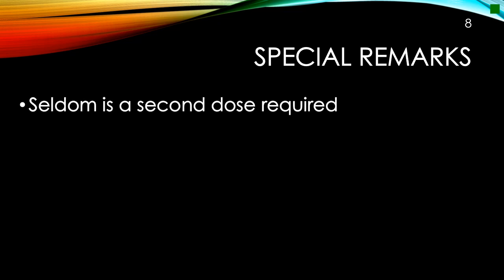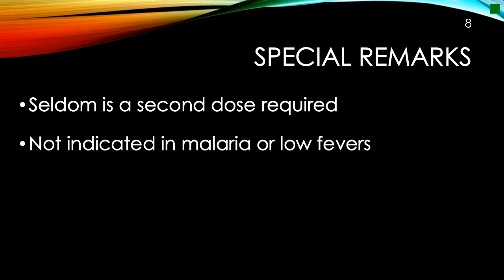Then there are some special remarks which I shall be adding with each remedy, and these apply to Aconite. We have been told by masters that seldom is a second dose required when it comes to Aconite, because we have seen Aconite is a very short acting and a quick acting remedy, and it's best when it is used in the very initial stages. So seldom is a second dose required. It is not indicated in malaria or low fevers.